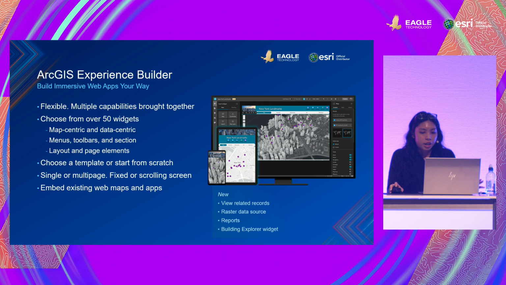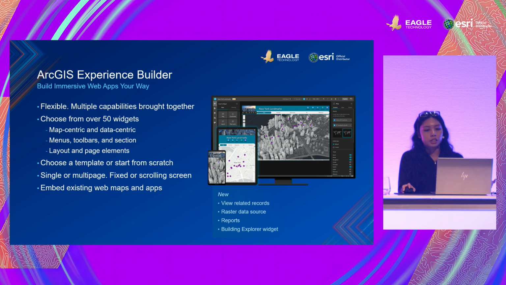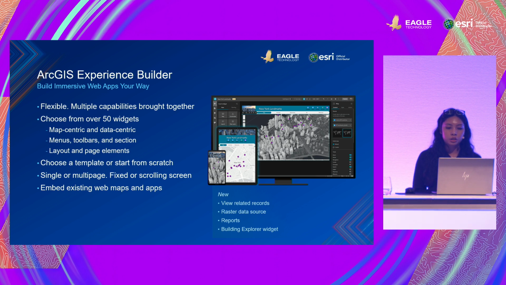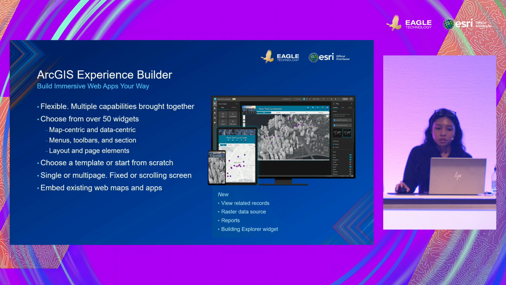Some of the recent updates are the ability for you to view related records. So you can easily access and view related records within Experience Builder, enhancing the depth of information available to the app users. You can also set raster data as a data source, and generate Survey123 reports, and also the Building Explorer widget, a new widget that enhances the exploration of building data.